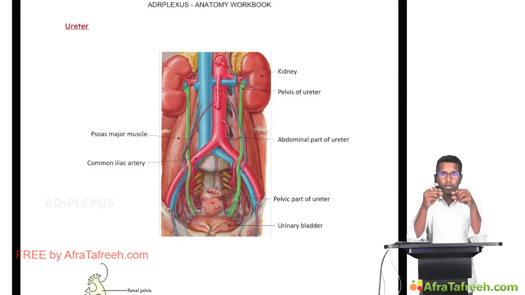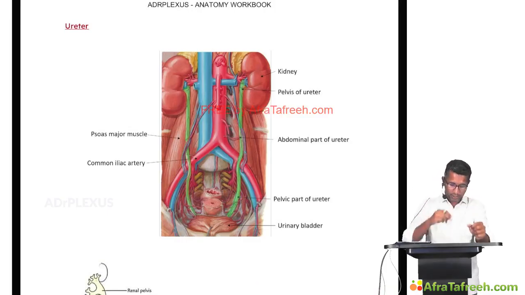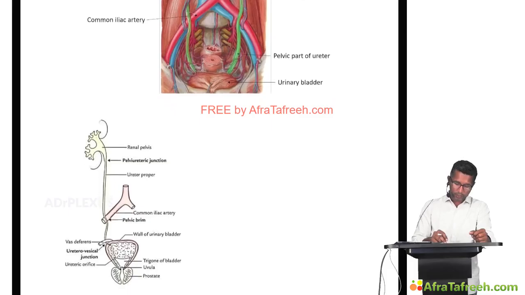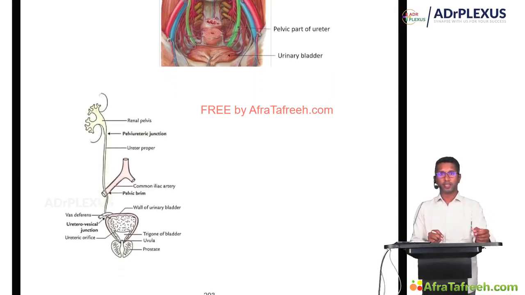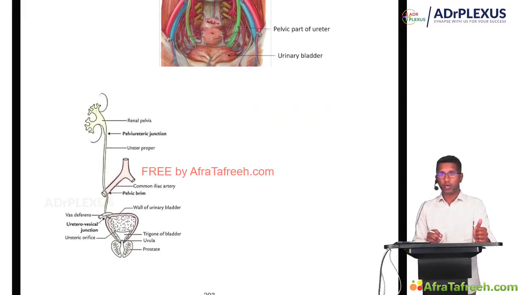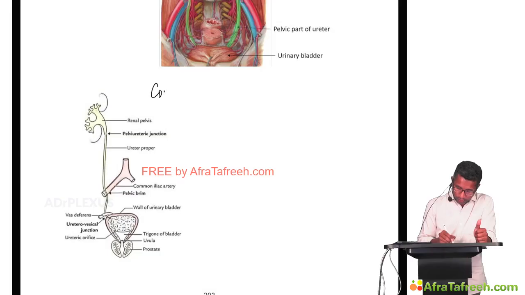Inside the urinary bladder you get a triangular shaped area called the trigone, and the ureter opens into the lateral angle of the trigone. When the ureter passes across all these areas, there are certain areas where it gets narrowed down. Those are called the constrictions of the ureter.